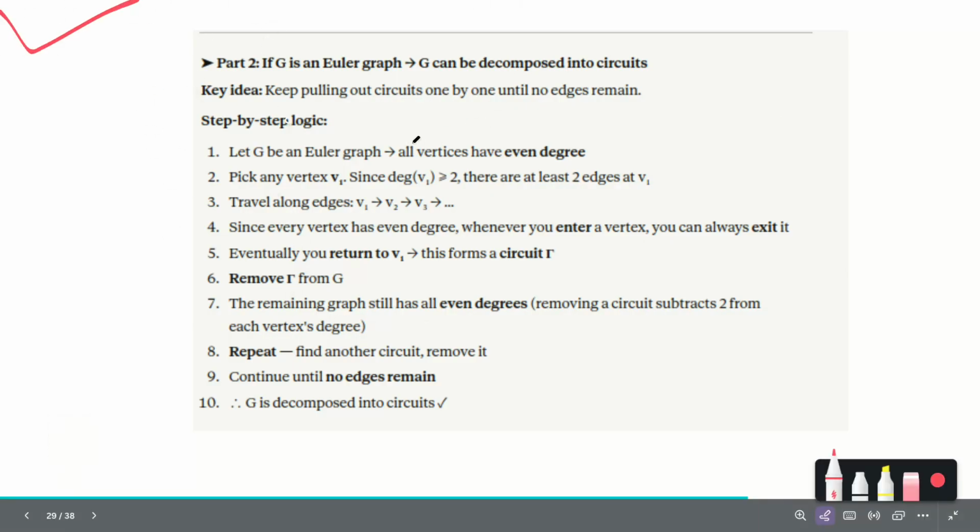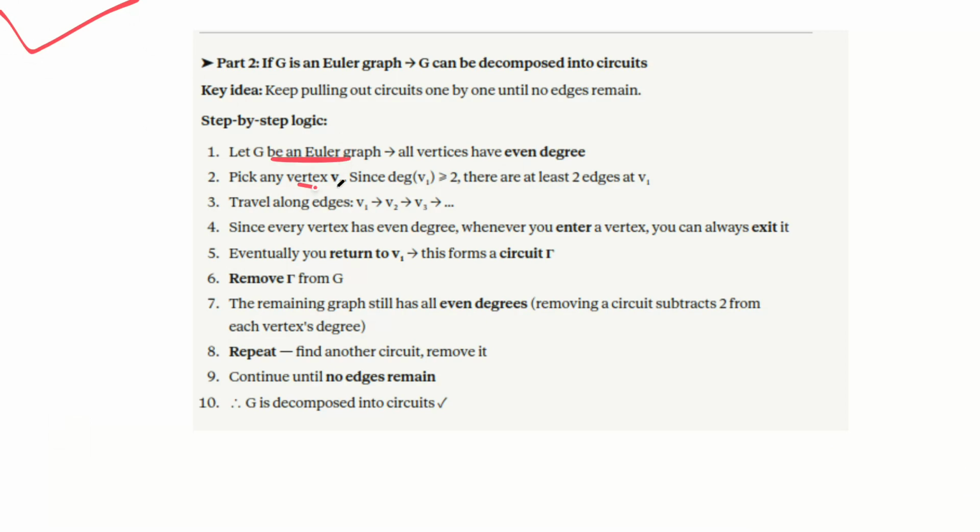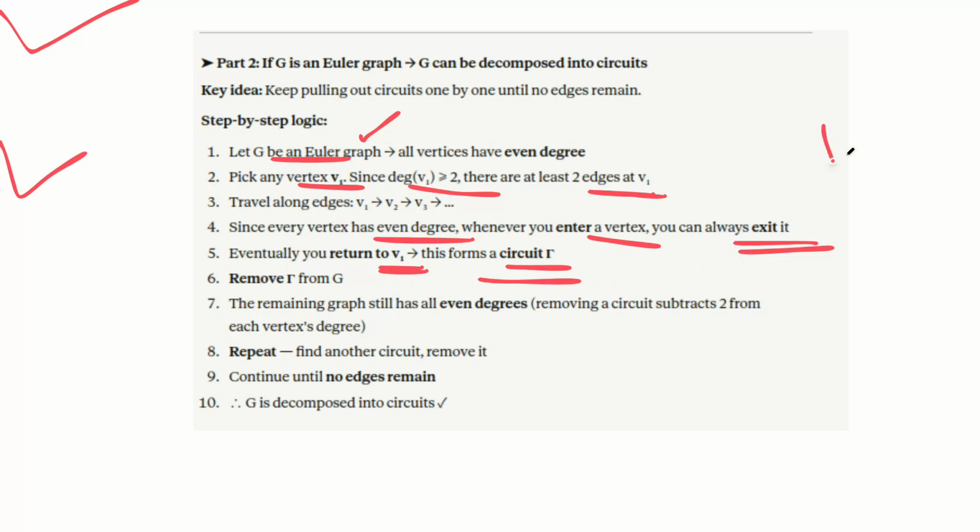Here, if you see, I am picking any vertex V1, and since it is an Euler graph, that vertex degree would be greater than or equal to 2. That means there would be at least 2 edges at that vertex. If I am traveling along these edges, like V1 to V2 to V3, since every vertex has an even degree, whenever you enter a vertex, you can always exit it. So eventually you will return to V1. This forms the first circuit, let's say T.